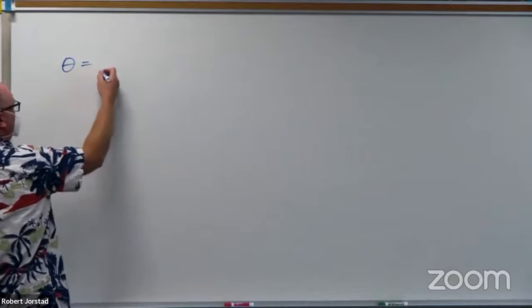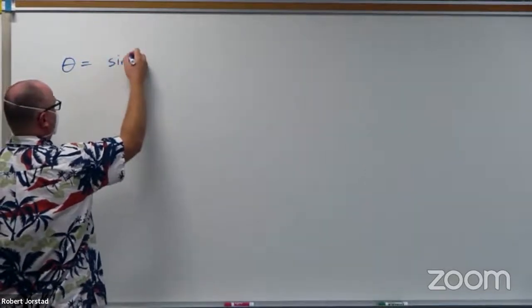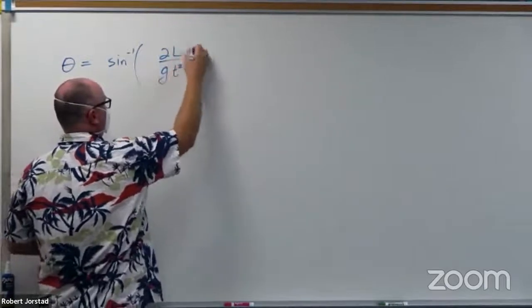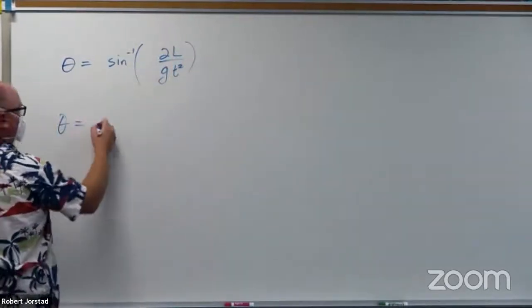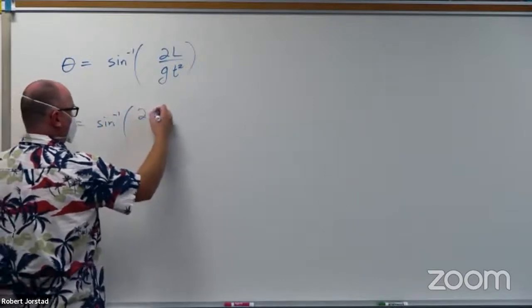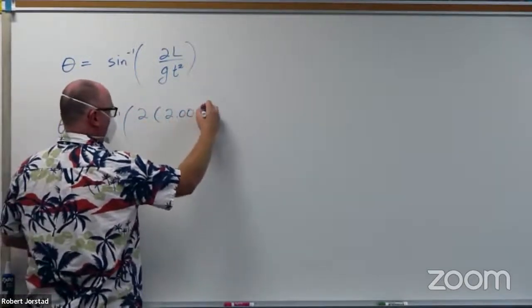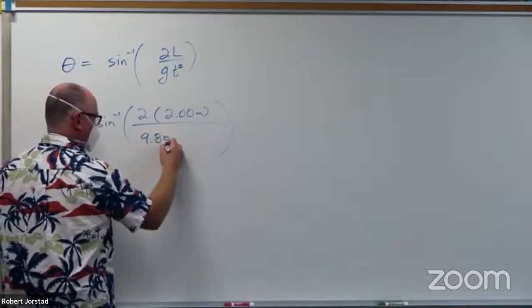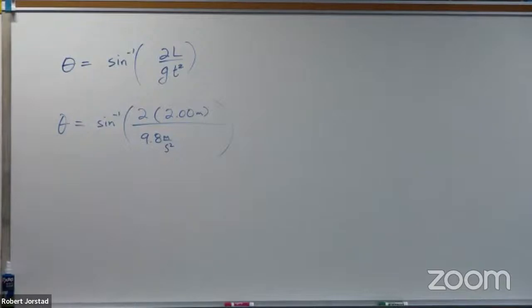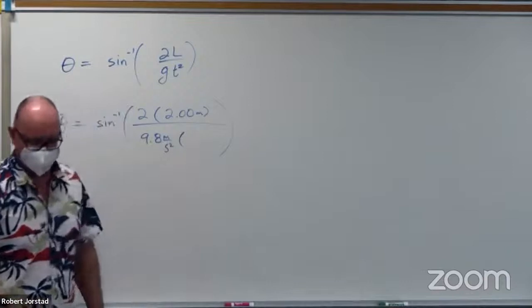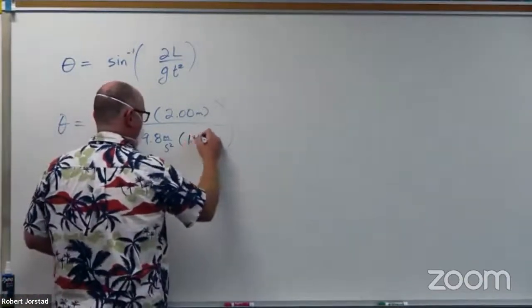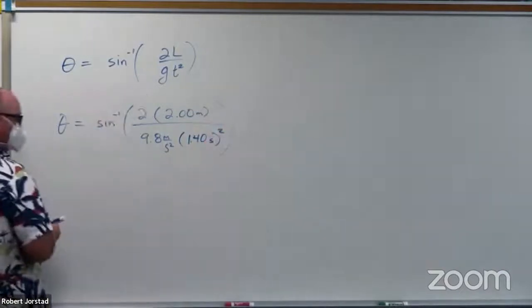He said theta was equal to the sine inverse of, what was it, 2L over g t squared, right? So in this case, it's sine inverse of 2 times 2.00 meters, g was 9.8 meters per second squared. Even though it's only got 2 sig figs, it's very close to having 3 sig figs. What was the time? Did we know the time? 1.40. Notice the units will still work out.